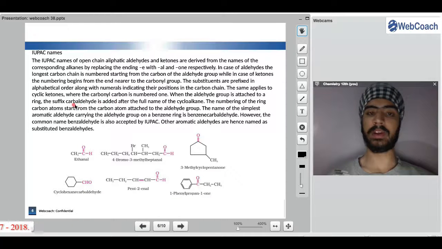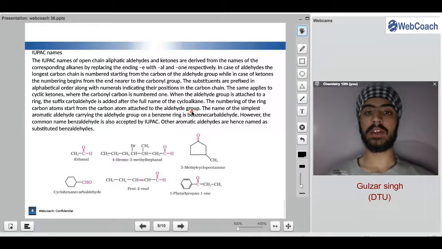For showing a ring, we write carbaldehyde. It is added after the full name of the cycloalkane. The numbering of the ring carbon atoms starts from the carbon atom attached to the aldehydic group. Again, we give the priority to the aldehydic carbon.